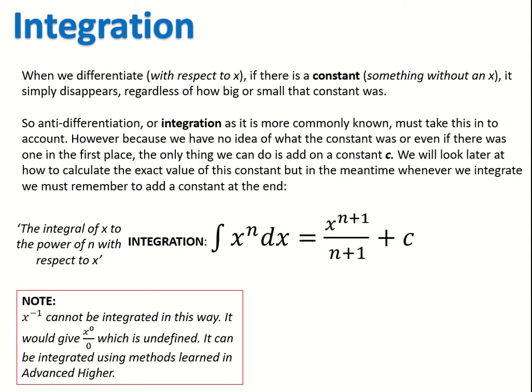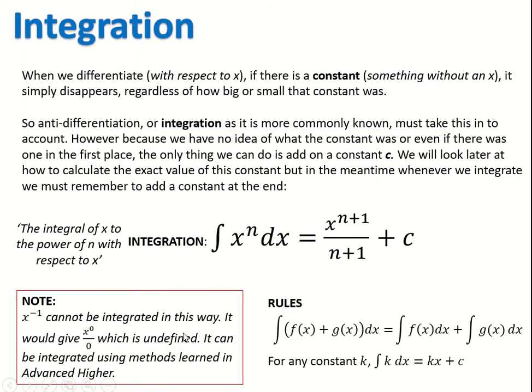One thing to note is that when we're integrating, x to the power of -1 cannot be integrated in this way. If you think about it, it does make sense. When we integrate that, if we add 1 to the power, we get 0. But then obviously when we divide by 0, you can't do it. It's undefined. So you'll cross that bridge in Advanced Higher if you go on to do Advanced Higher, but basically you won't really see it very often. Throughout Higher you very rarely will have to integrate something like x to the power of -1. So it's not necessarily something you need to worry about until you get to Advanced Higher.